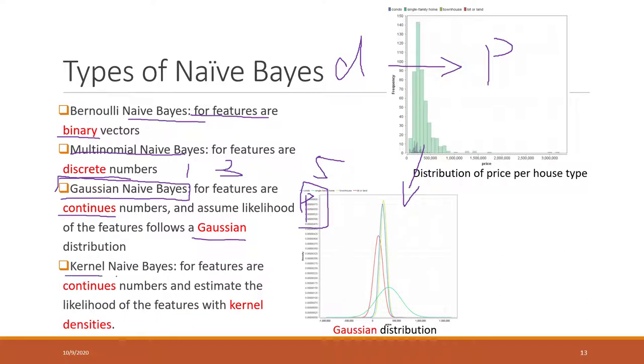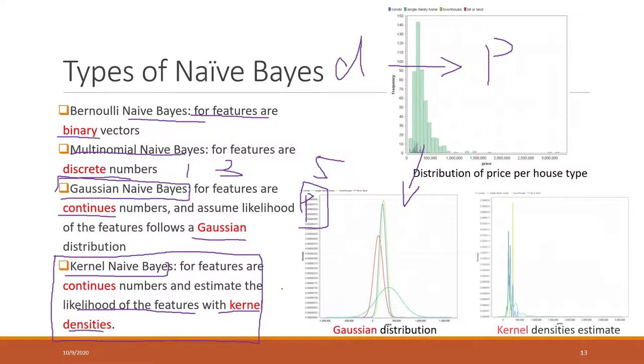Or we can have kernel naive Bayes. That is also for continuous numbers. However, we estimate the likelihood of each feature with kernel densities. So this will be more accurate than all the other three. For the same price, if I use a Gaussian distribution, you can see this may not fit perfectly with the distribution. However, if I use kernel densities, that will fit perfectly with the distribution. Okay, so you see the difference.